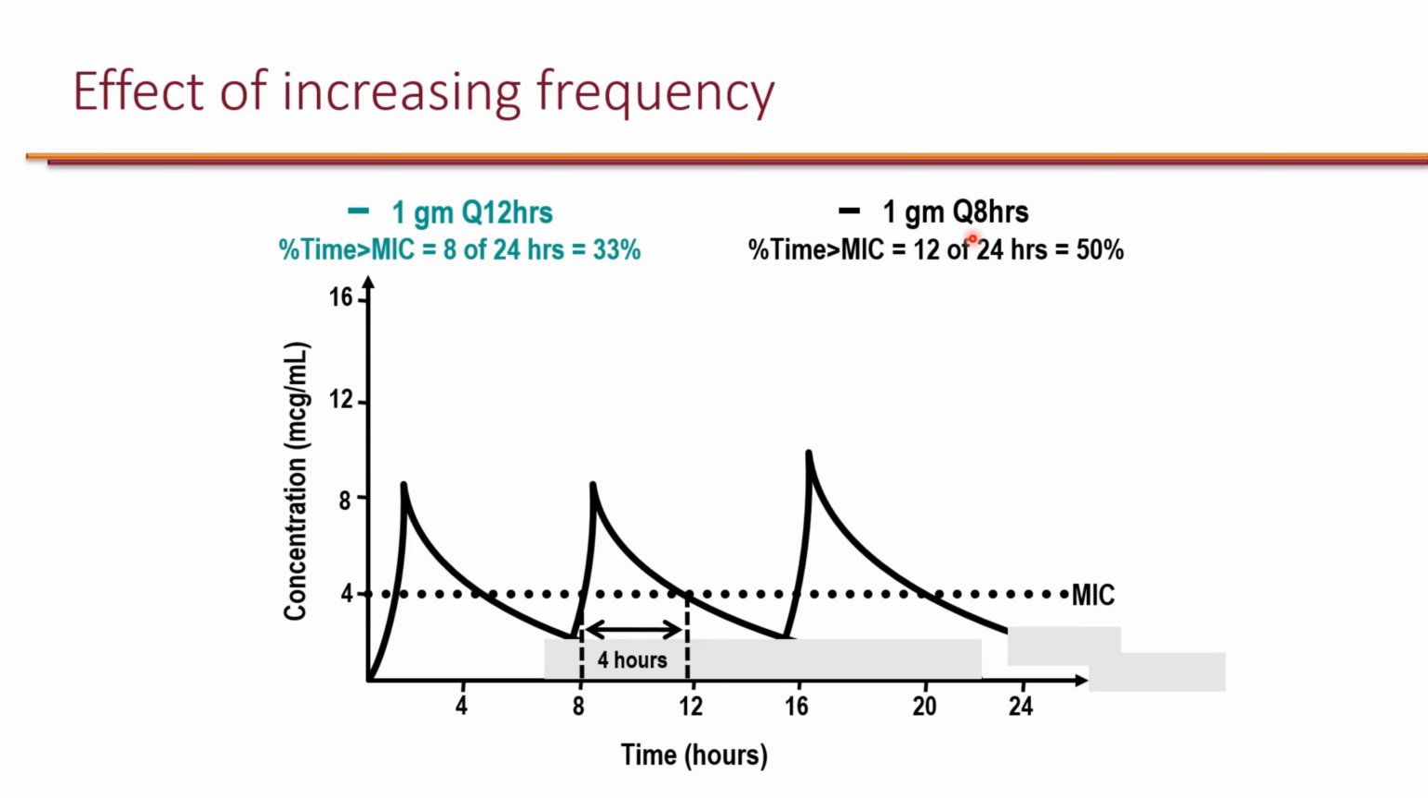The advantage of increasing the frequency instead of doubling the dose or increasing the dose is that overall throughout the day you give less of the drug. So 2 gram Q12 will end up with 4 grams over a 24-hour period. With 1 gram every 8 hours, you end up with 3 grams every 24 hours.